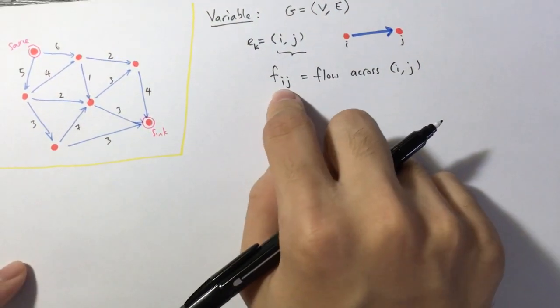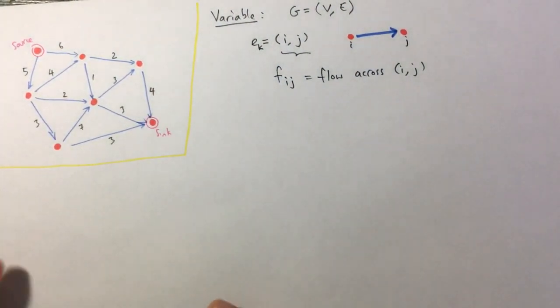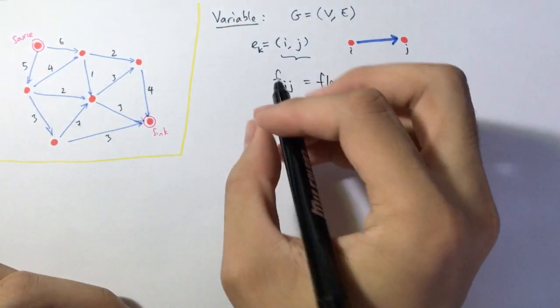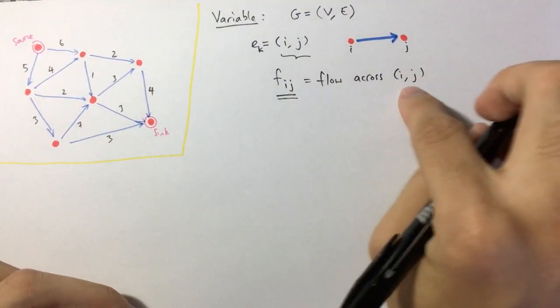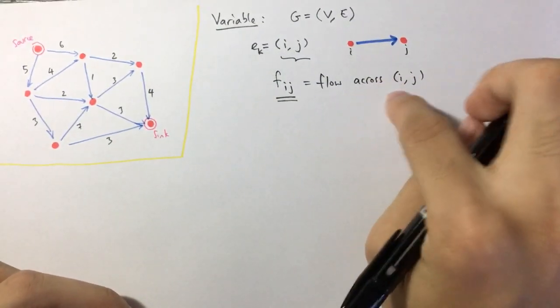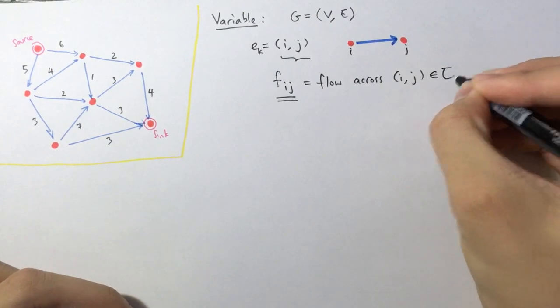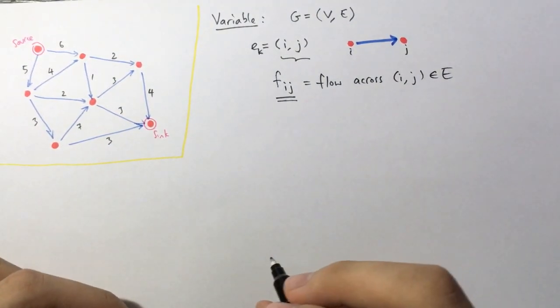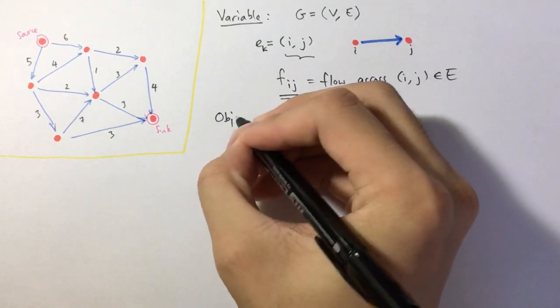We're going to have one of these variables for each of the edges of the graph that we have. So this will be our set of variables. Our variables will just be a whole bunch of these: some flow across some edge, where this edge is in the set of edges that we have. Now that we have the variables, we have to come up with the objective.